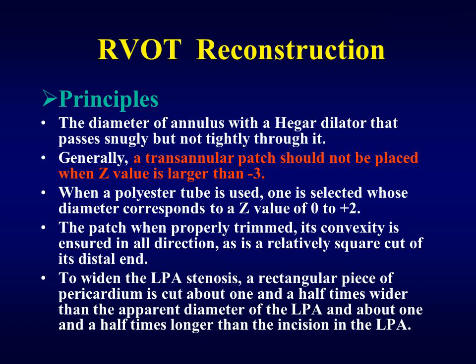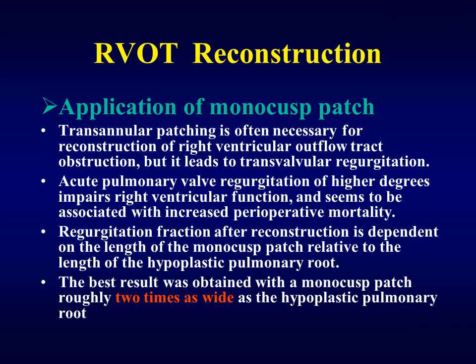The patch, when properly trimmed, has its convexity ensured in all directions, as well as a relatively square cut of its distal end. To widen the LPA stenosis, a rectangular piece of pericardium is cut about 1.5 times wider than the apparent diameter of the LPA and about 1.5 times longer than the incision in the LPA. VIT reconstruction: application of monocusp patch.